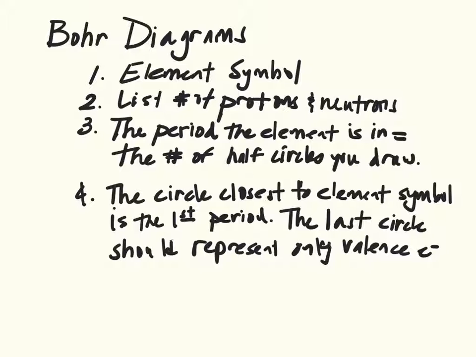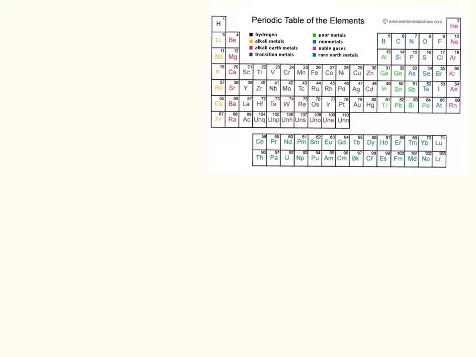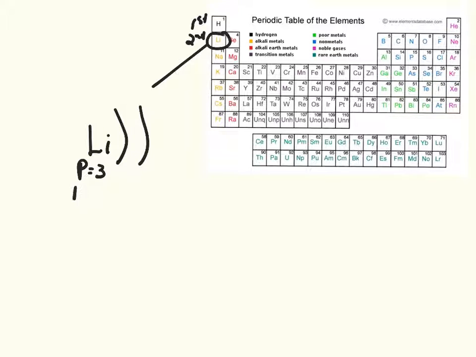So let's take a look at the periodic table and pick a few elements and see what we can come up with. So I'm going to ask you to draw a Bohr diagram for lithium. Lithium, symbol is Li. It is in the second period. Okay, so it's going to have two circles, two half circles. The number of protons is equal to 3, and the number of neutrons is equal to 4.